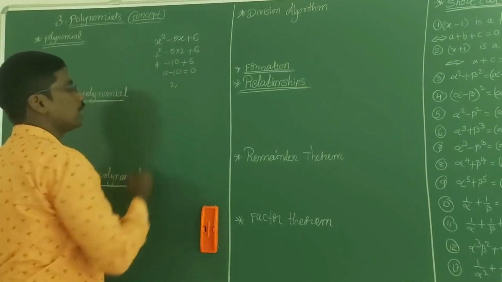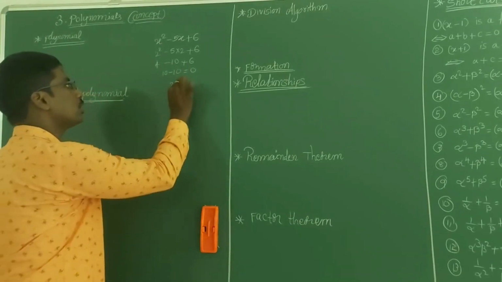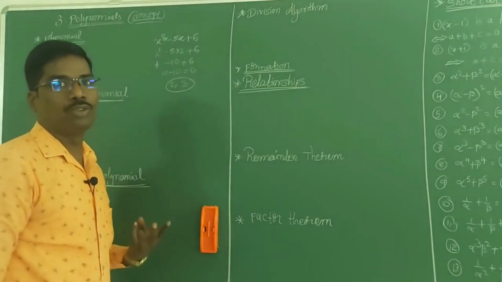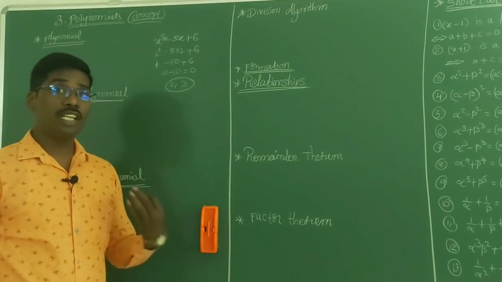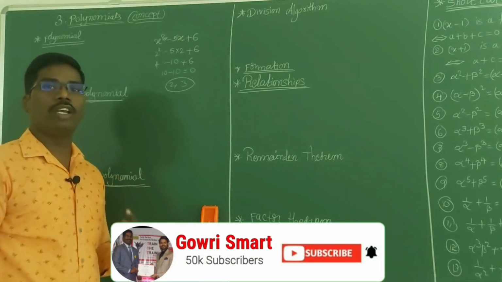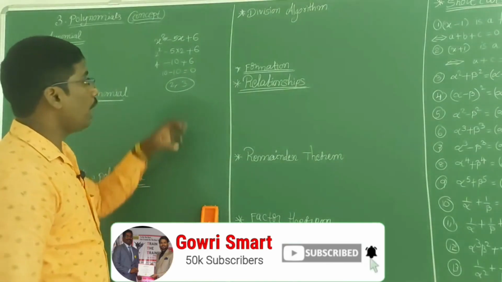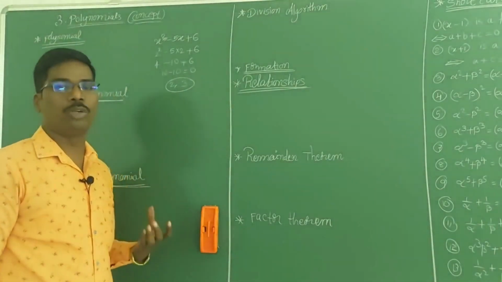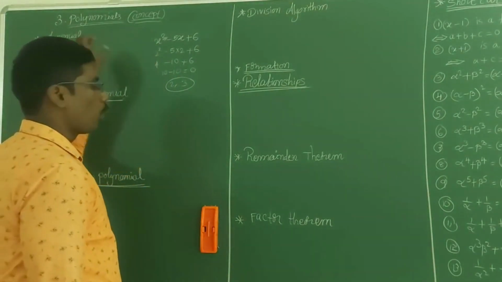So here 2 is a zero of the polynomial. Again, 3 is also a zero of the polynomial. Because the degree is 2, we will get 2 zeros. If the degree is 3, we will get 3 zeros. If the degree is 1, we will get 1 zero. So that is about degree of the polynomial, zeros of the polynomial and zero polynomial.